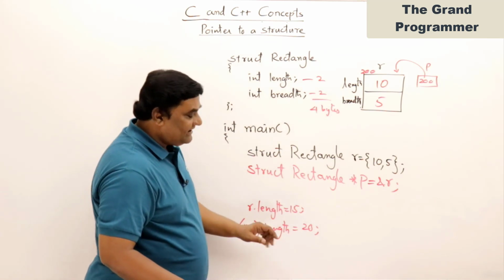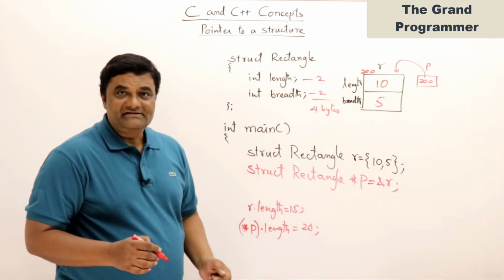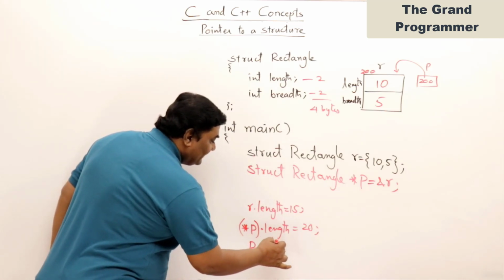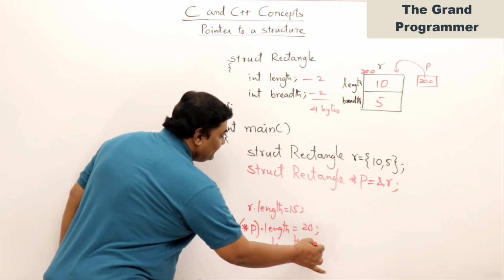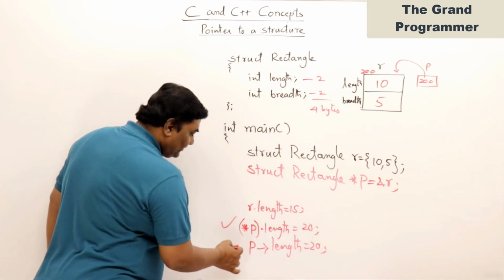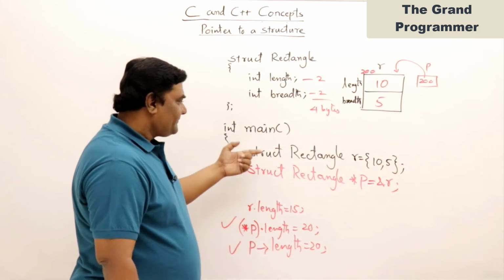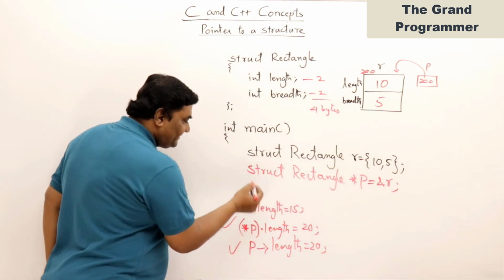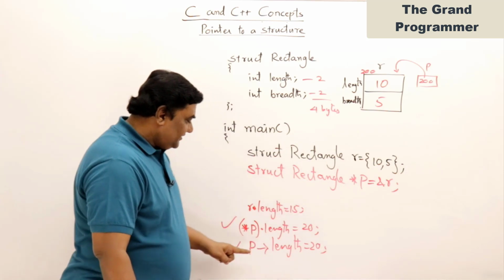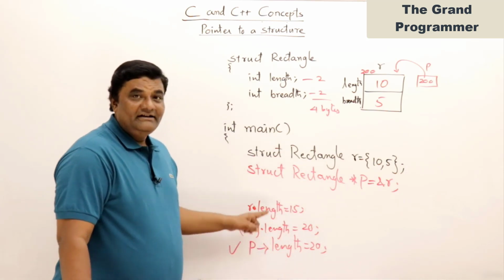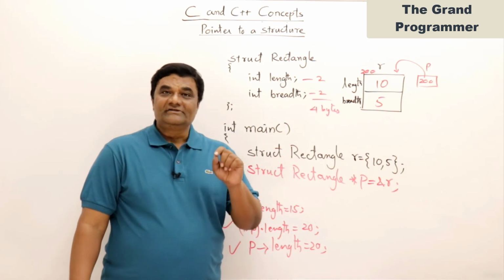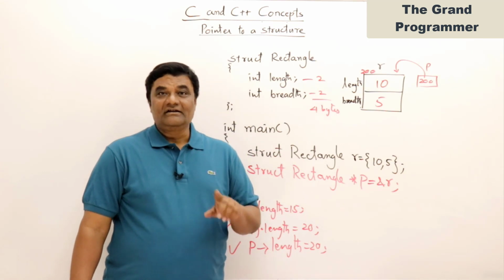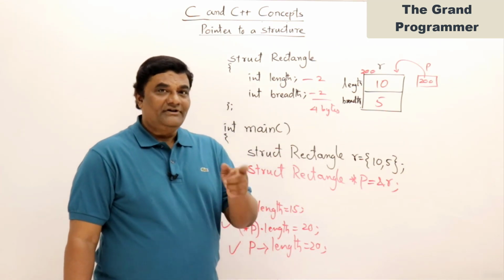So instead of following this syntax, C language gives a simple syntax for accessing the members using a pointer. I can simply say p arrow length assign 20. So either we can use this or we can use this. Finally, for a normal variable, use the dot operator, and for a pointer variable, use p arrow. Instead of dot, we have an arrow. So this is the method of accessing a structure using a pointer. Arrow is used.